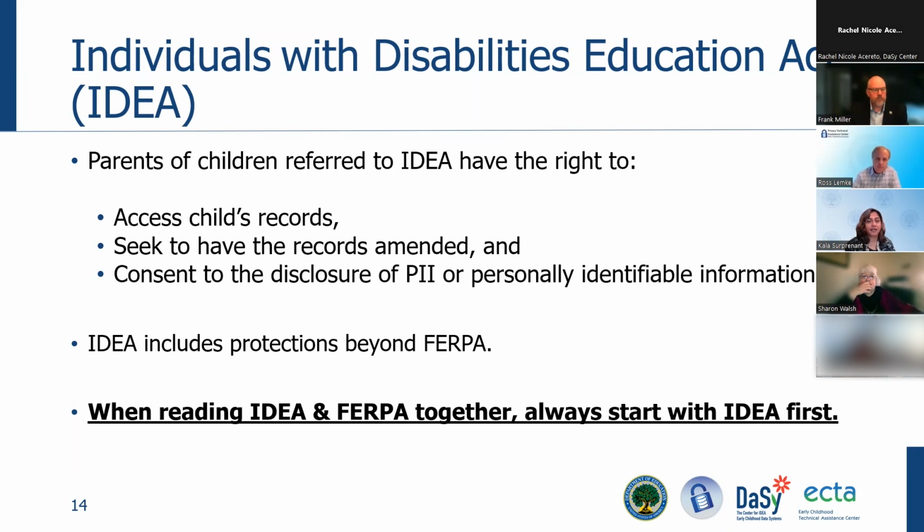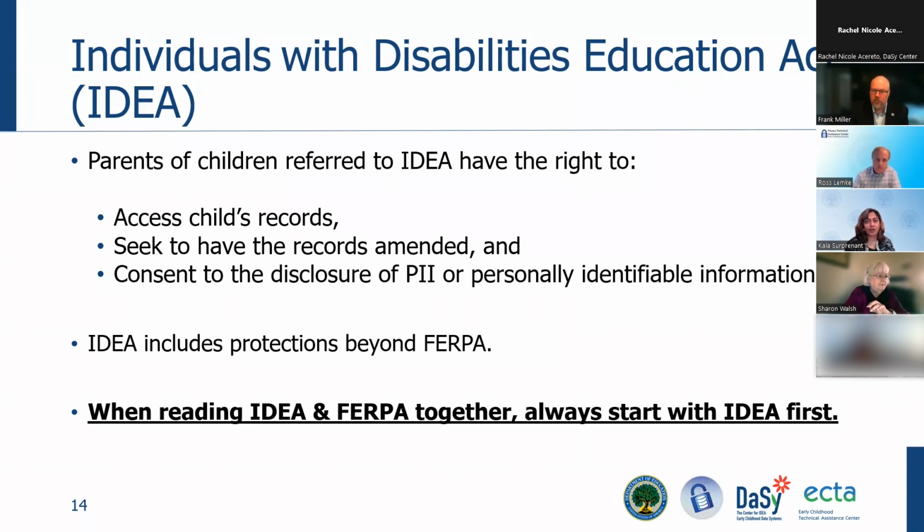So, of course, under IDEA, parents of children who are referred to IDEA have the right to access the information in their child's records. What is protected is the personally identifiable information, or PII, which is a term under IDEA and FERPA. They also have the right to seek to have those records amended. And the most important right, I think, that most parents would identify is the right to consent to the disclosure of PII, which we consider a fundamental right of privacy in many of our statutory frameworks. IDEA includes protections beyond FERPA.